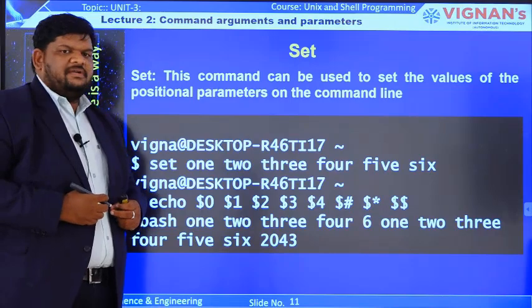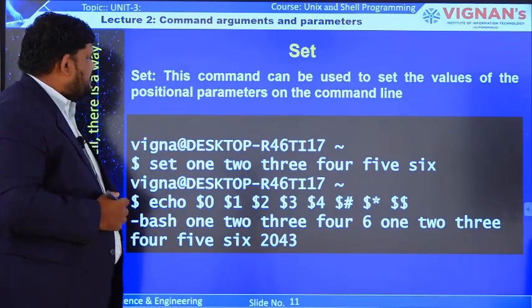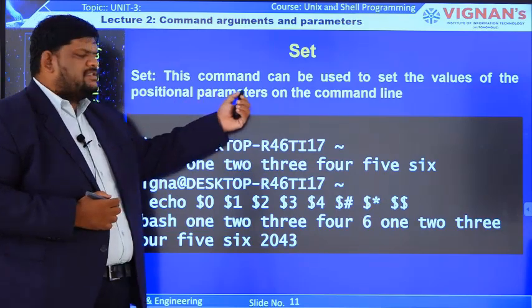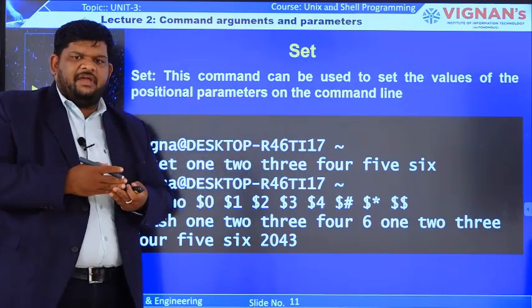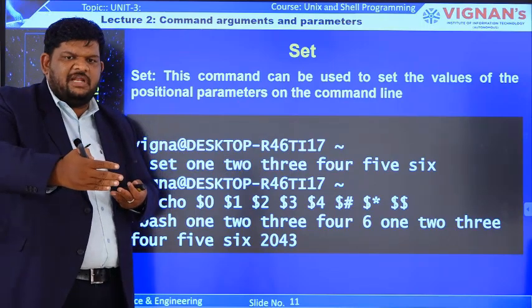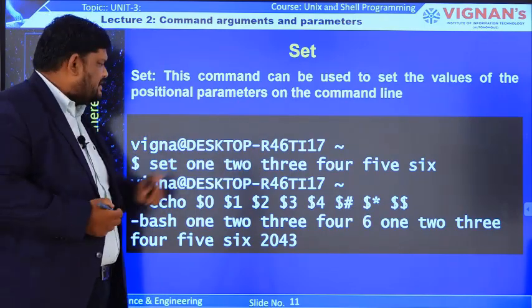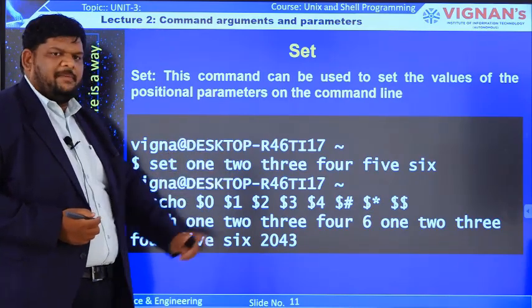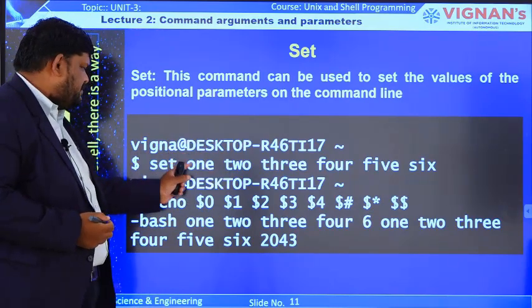Now let us see about the set command. The set command can be used to set the values of the positional parameters on the command line. So with the help of the set command, we can set the values to the positional parameters on the command line. Let us consider this example, how we are going to set the values of the positional parameters with the help of the set command.